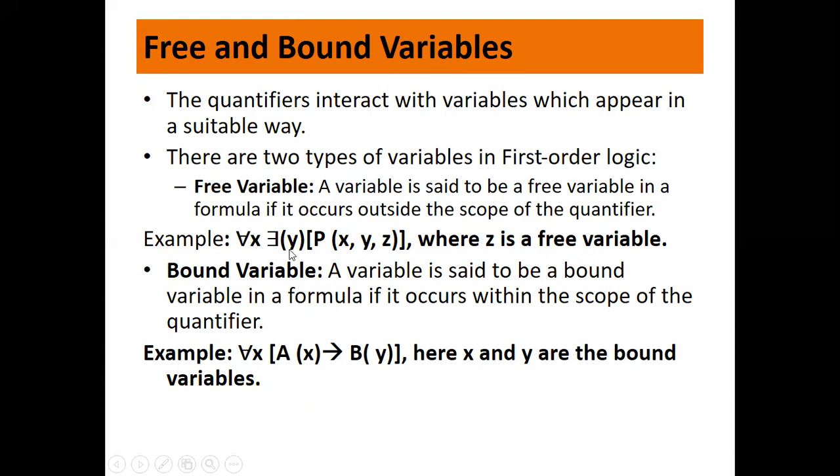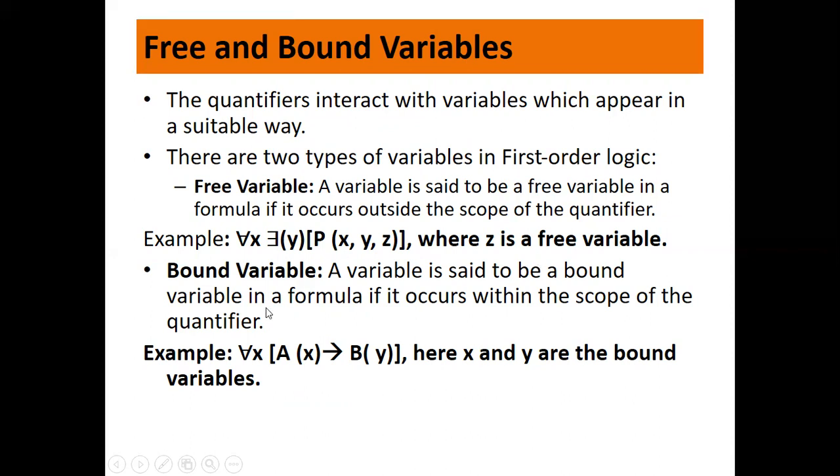Now we already know two quantifiers. A simple example here: for all x, there exists y, P(x, y, z). Now z is a free variable because it is not associated with any quantifier. What is associated with a quantifier is x and y. So z is a free variable.